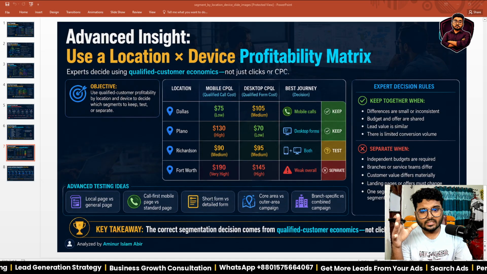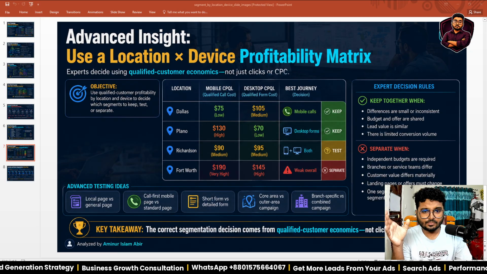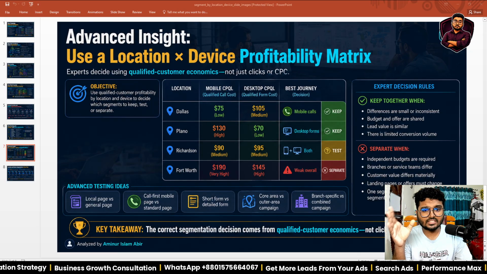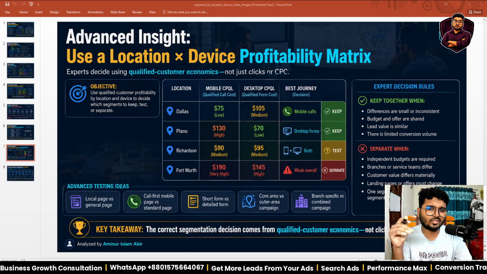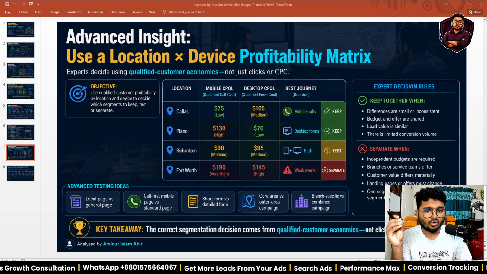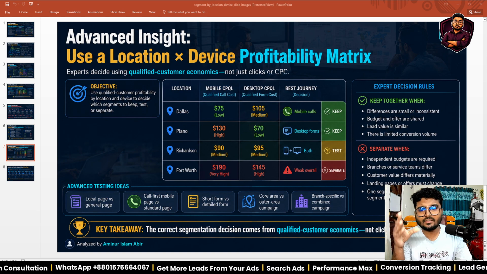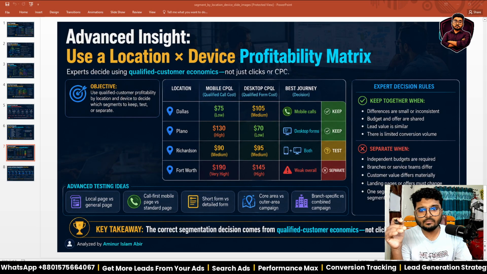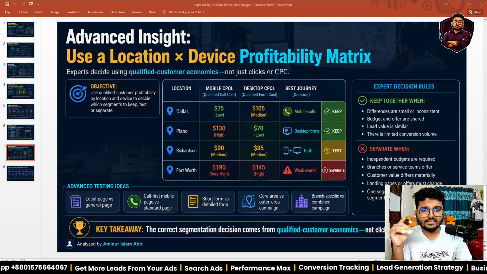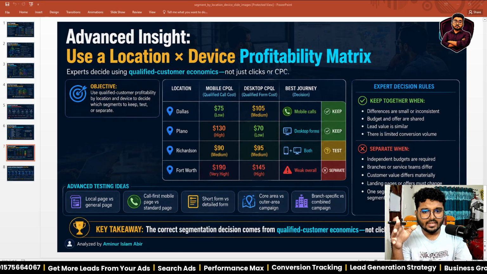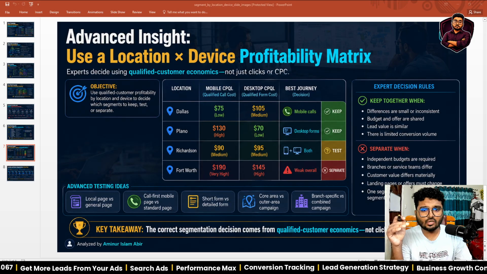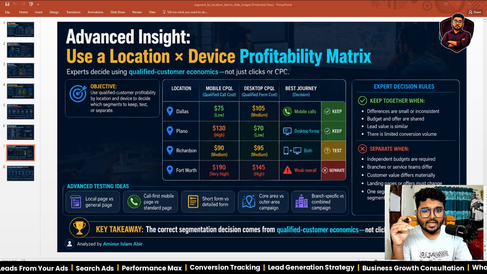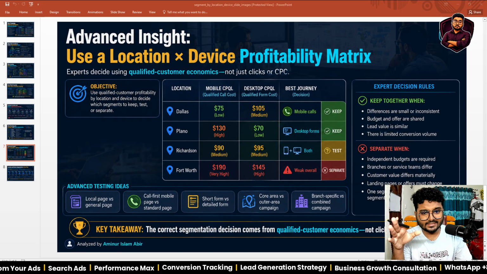Keep segments together when the differences are small, the offers and budget are shared, lead value is similar, conversion tracking is accurate, and total conversion volume is limited. Consider separation when independent budgets are required, branches or service teams offer different services, customer value changes materially, landing pages or offers must change, one segment consumes another segment's budget, and enough conversion evidence exists.